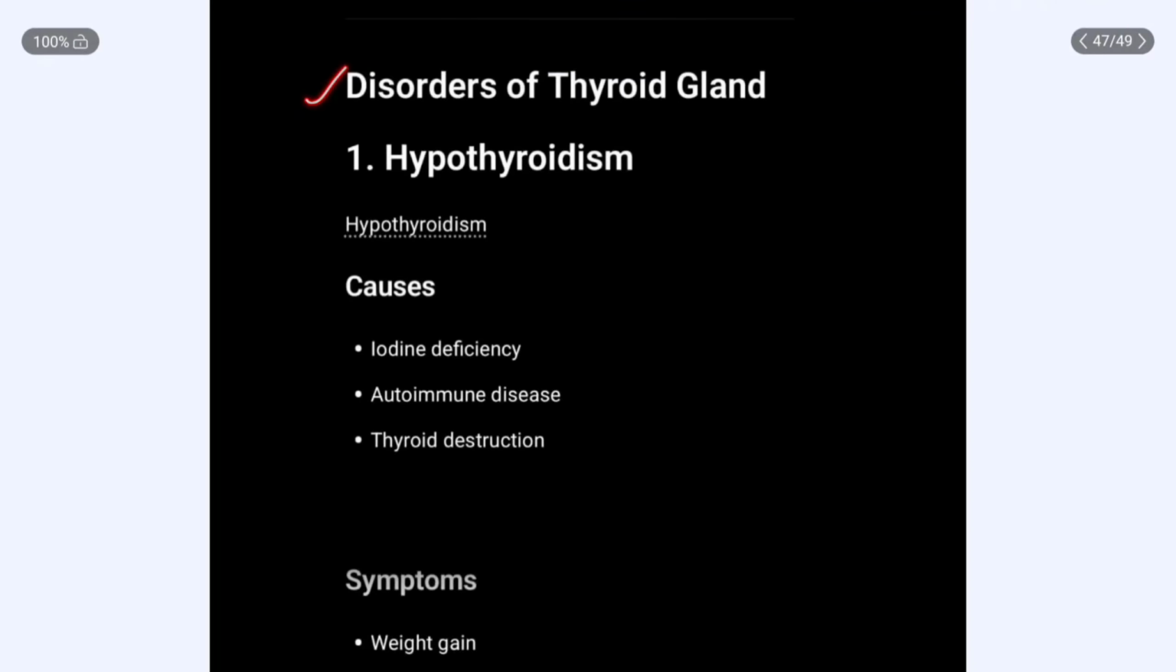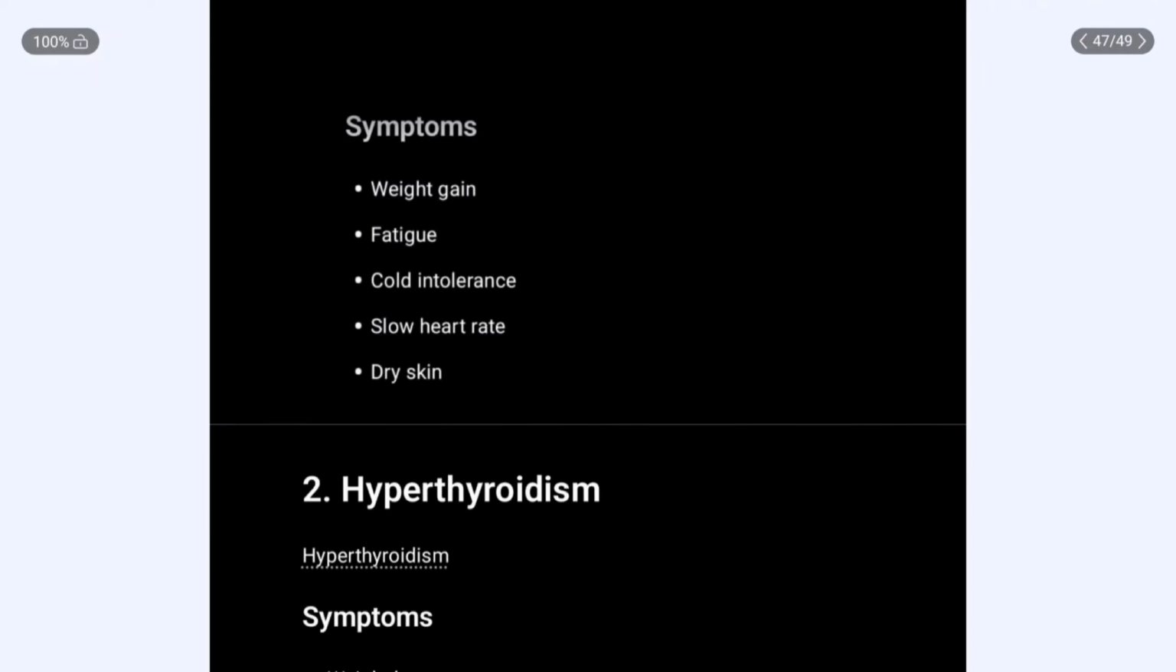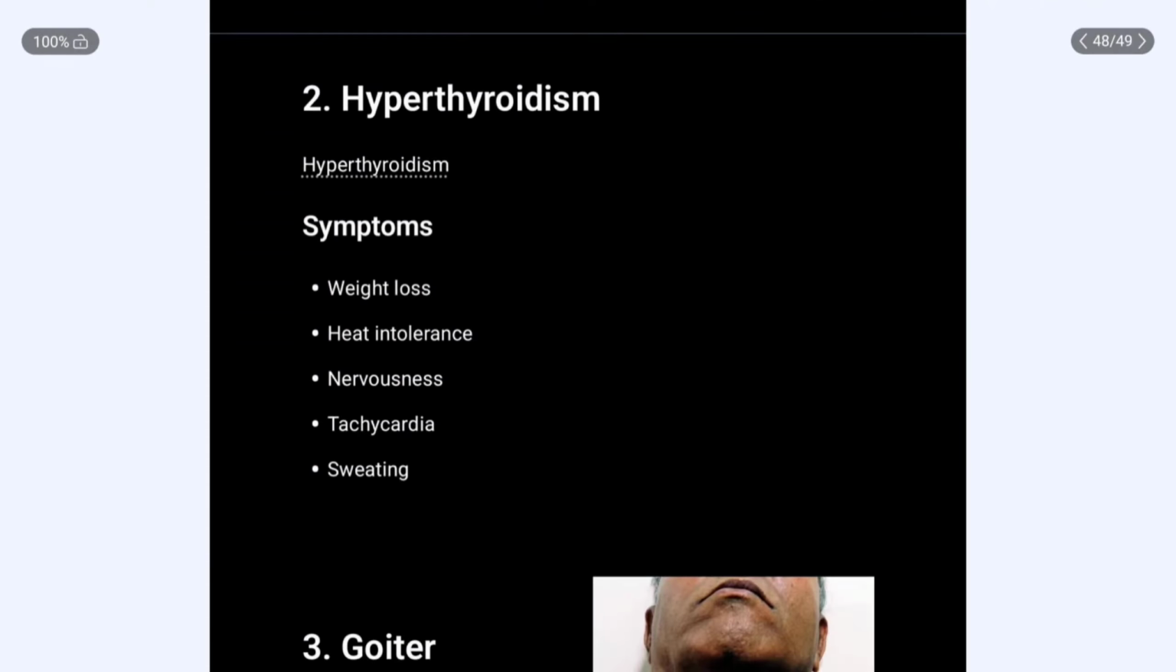Disorders of thyroid gland. Number 1 is hypothyroidism. It occurs due to iodine deficiency. It can be an autoimmune disease. It causes thyroid destruction, which means self-destruction of the thyroid gland. What are the symptoms? Weight gain, fatigue, cold intolerance, slow heart rate, and dry skin. Number 2 is hyperthyroidism. The symptoms are weight loss, heat intolerance, nervousness, tachycardia, and sweating.